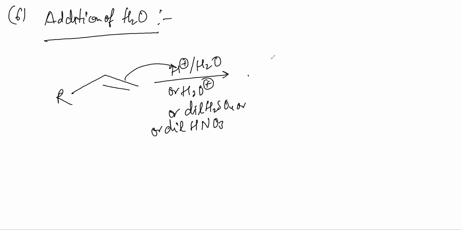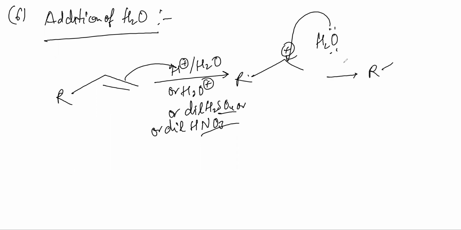So again, the pi bond will attack H plus and a carbocation will be generated. I told you sulfate will never act as a nucleophile, and nitrate will never act as a nucleophile. So who will attack as the nucleophile? Water. Please draw the product. If a doubt arises, ask immediately.